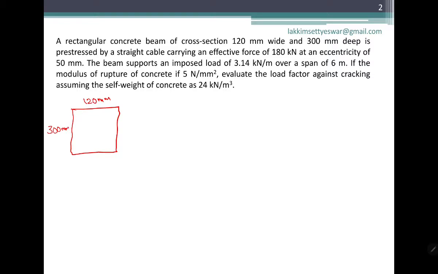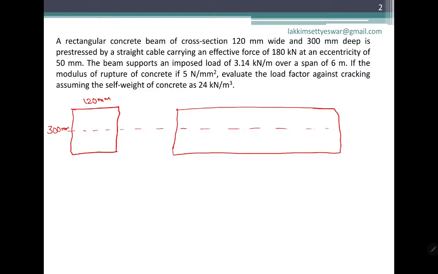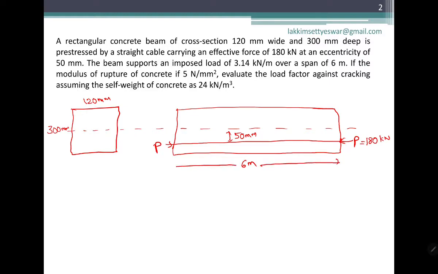It is pre-stressed by a straight cable carrying an effective force of 180 kN at an eccentricity of 50 mm. So on the beam, this is the neutral axis. There is a pre-stressing member with the eccentricity 50 mm, with the pre-stressing force P equal to 180 kN over the span of 6 meters, and the span is subjected to a UDL of 3.14 kN per meter.